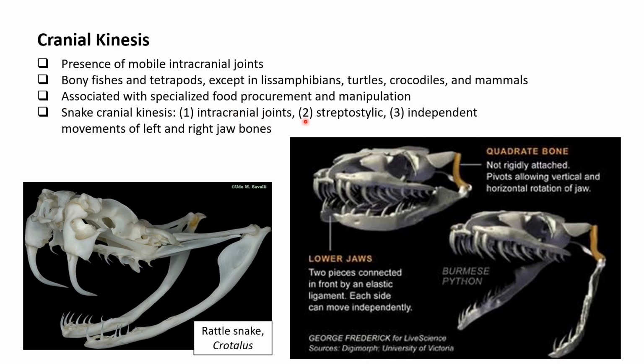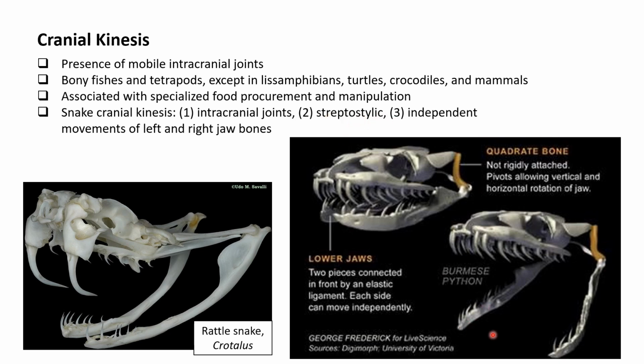The presence of intracranial joints allows certain bones of the upper jaw to be moved relative to the brain case. An example of this is the rotation of the fang-bearing maxilla, which can rotate to flare its fangs and inject venom. The quadrate bone, which suspends the lower jaw, can also rotate relative to the brain case, allowing a wider gape. This kind of quadrate bone mobility is called streptostyly.